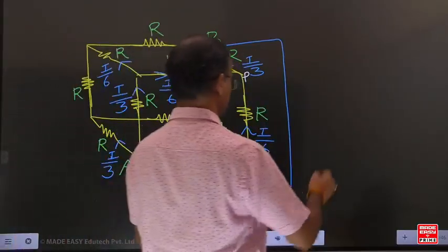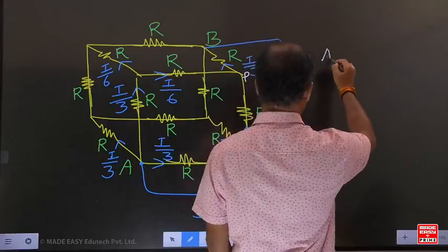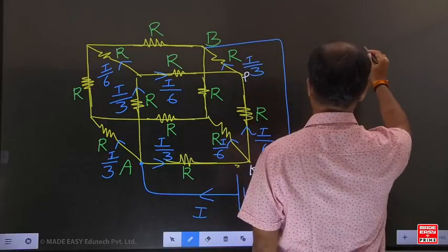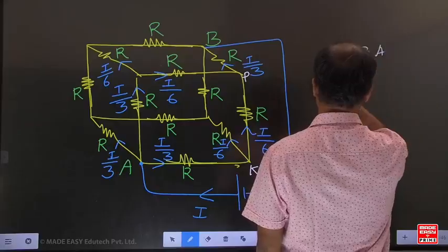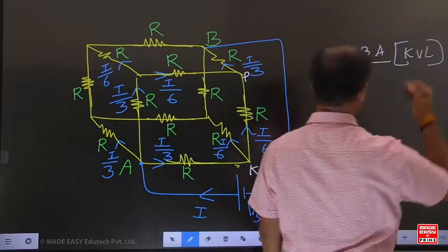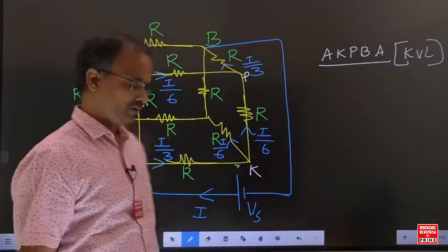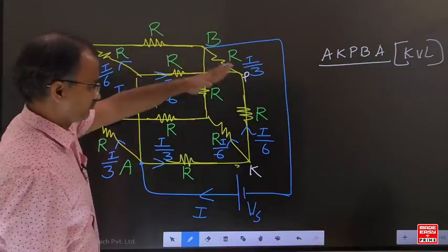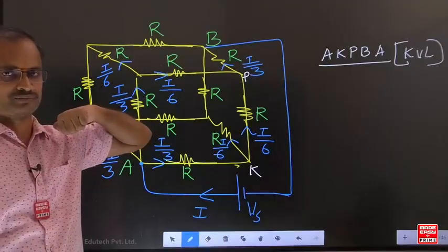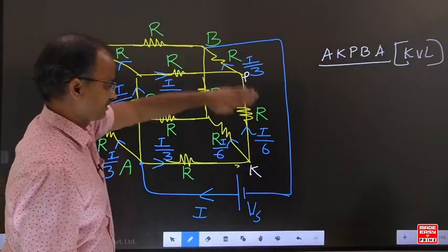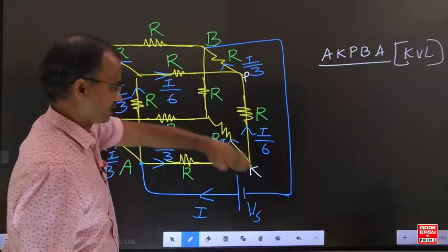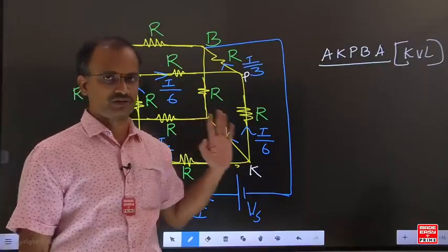Now for this particular example, for this A, K, P, B, A loop, write the KVL equation for this entire portion. We can write it for the bottom part of the network or the top of the network. You can write the KVL equation either for the lower part or the upper part. Anywhere you can write the KVL equation.